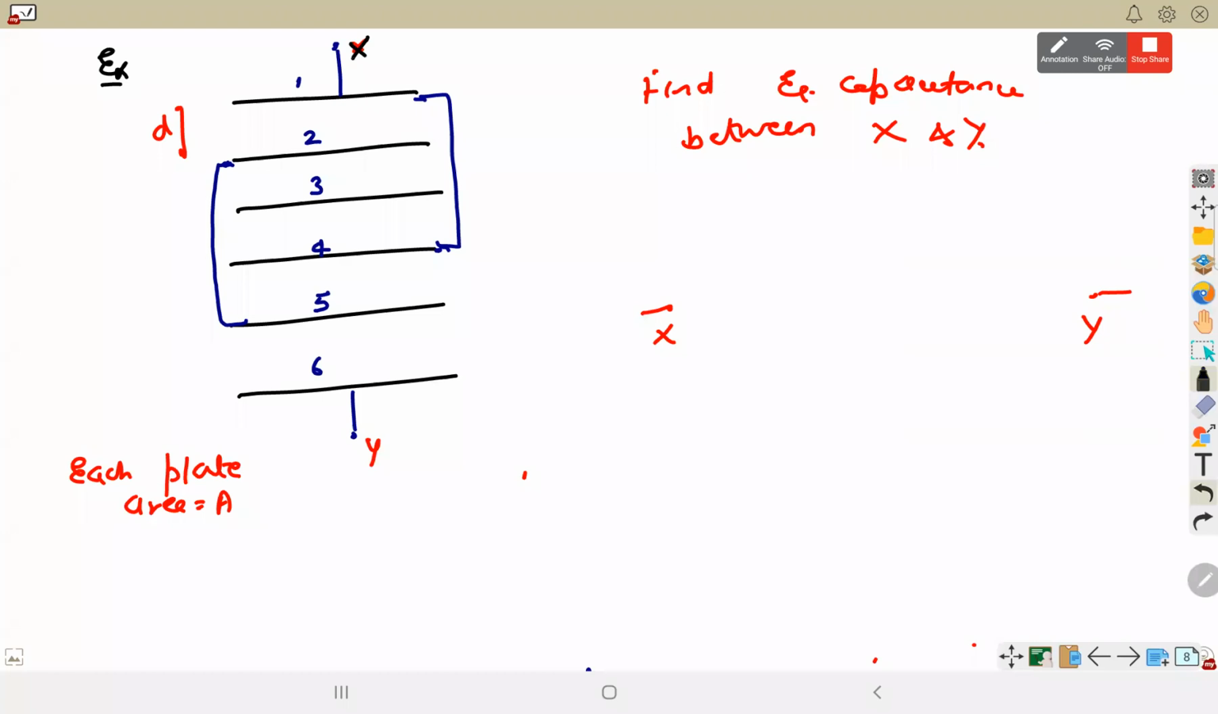X is connected to 1 and 4. And Y is connected to 6. Now 2 and 5 are connected together. And 3 is not connected to anywhere. 3 is a free point.